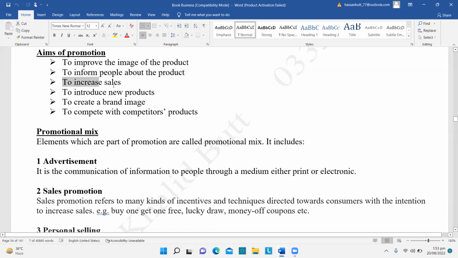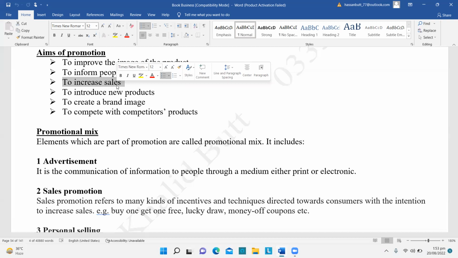Then we have to increase sales, and you know what is the final thing which is required to make sales happen? We understand good quality product, we understand good advertising, but what is the final thing which is required to make sales happen? Do you know what is that? Sir, no idea. Okay, let me give you a scenario.